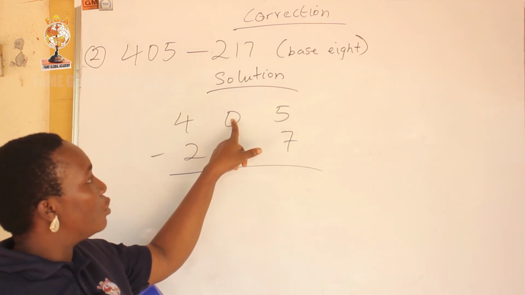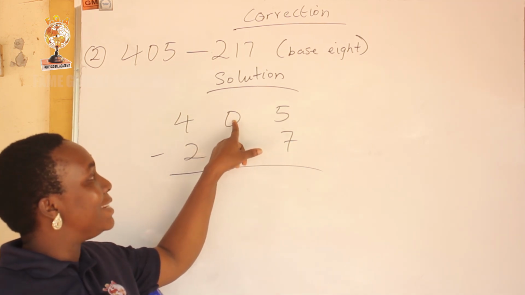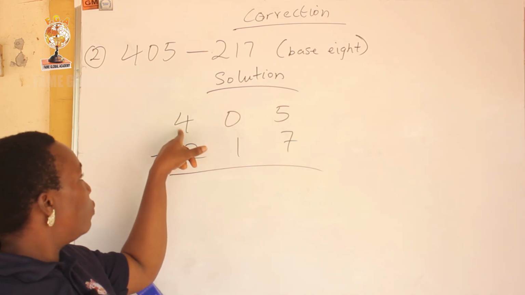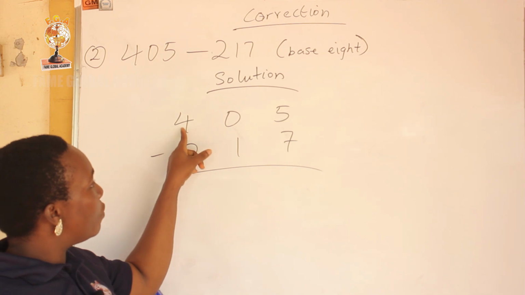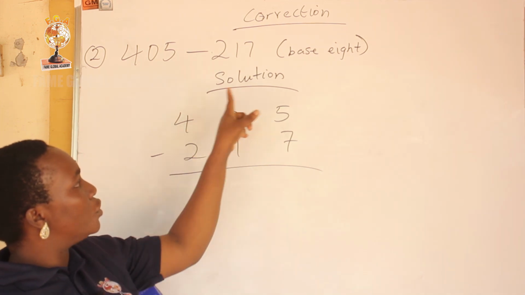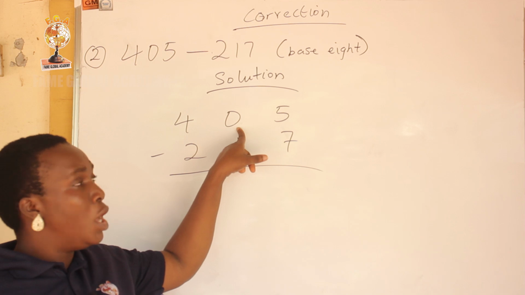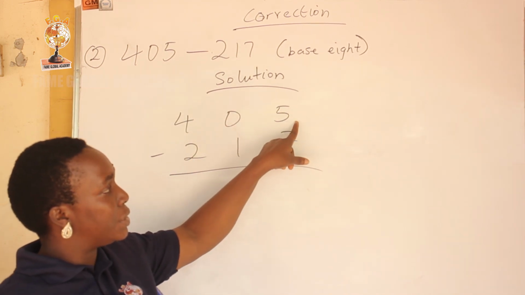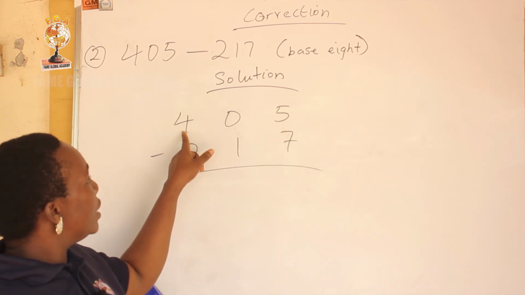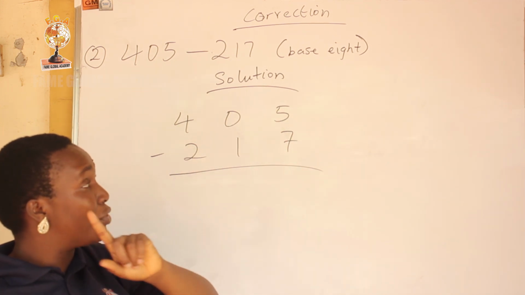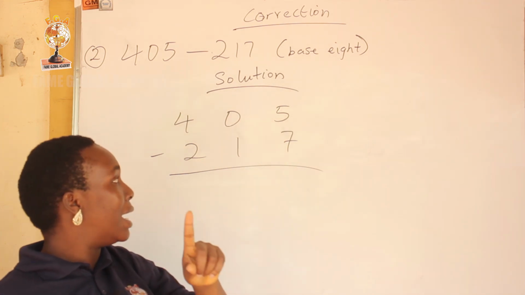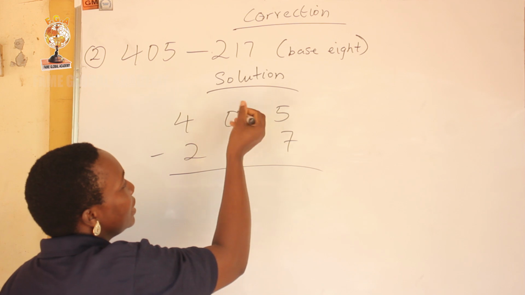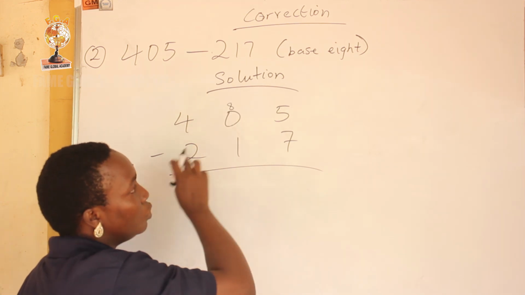Now, when you want to borrow, you borrow from the next number, but you can see that the next number here is 0. So you have to go to the following number, which is this 4. So we borrow 1 from this 4. Now you cannot borrow 1 from this 4 straight to this one, jumping this. No. You borrow 1 from this 4, add to this, then from here you borrow to this. Now that one you are borrowing is regarded as 8 because we are working in base 8. So when you borrow from this 4, add to this 0, this now becomes 8, no longer 0.